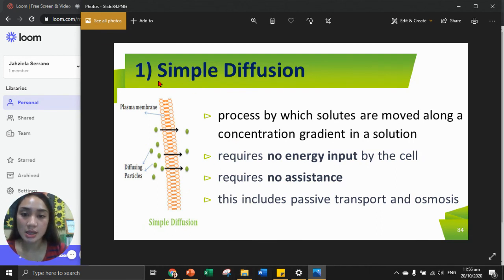So as you can see in this picture, if we look at this, we have the particles here and the arrows going in, no? So basically, ito lang, the solutes are moving in or out of the concentration. Depende yung movement ng cell, no? So, without energy, without assistance.